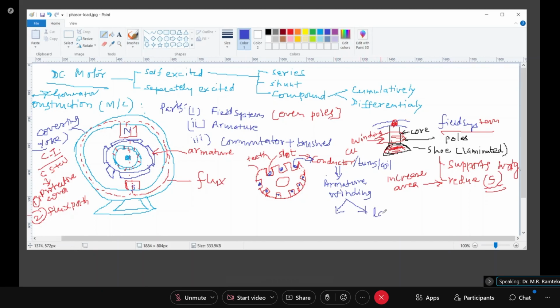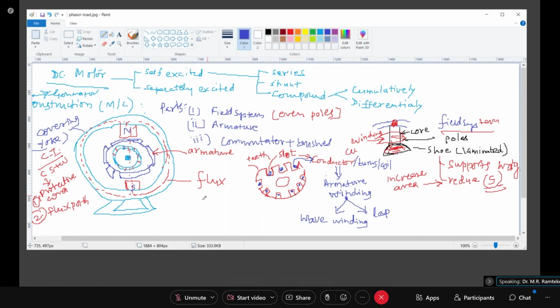Based on the different connections, we have different types of armature winding. One is lap winding, another is wave winding. That is dependent on how you have connected these conductors. So don't worry about how wave is done and how lap is done. That is for the electrical students. In second year machines, they will learn how they are connected. Clear?